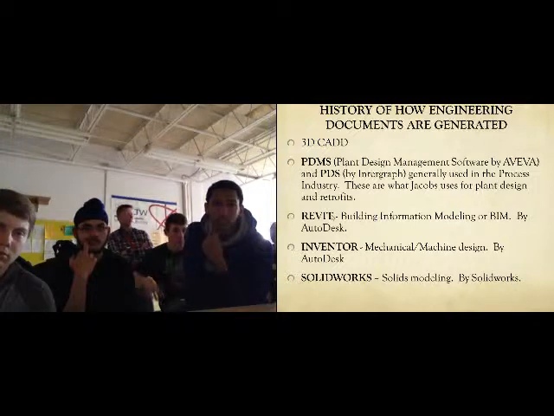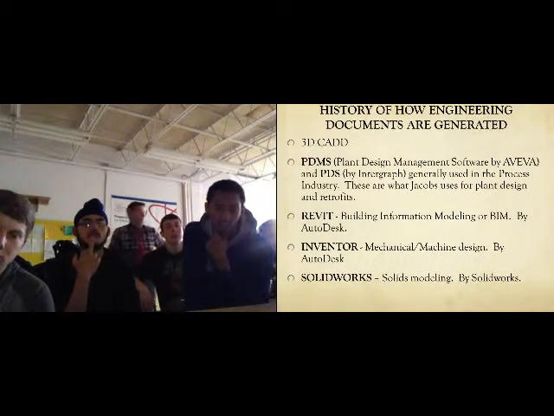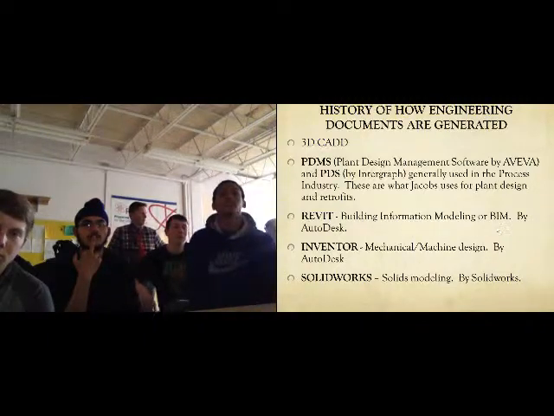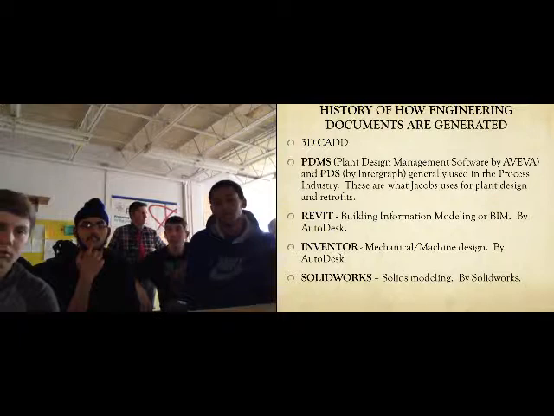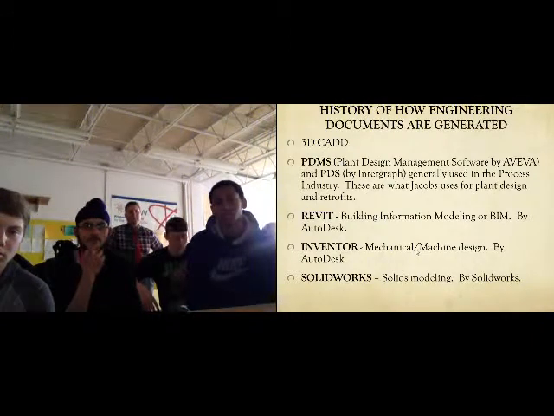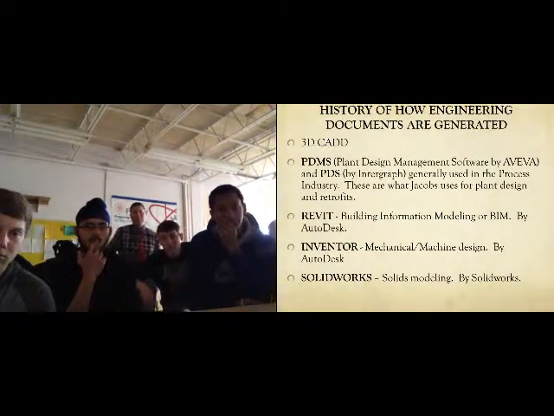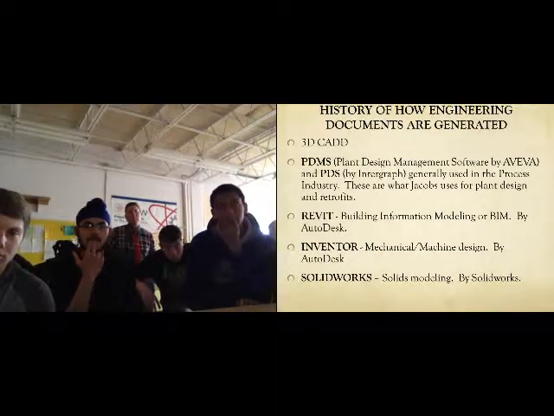There's also some other 3D software. Some of them I know that you're familiar with as part of your curriculum at Deptford High School. Revit is a building information model, or what's called a BIM, and that's an Autodesk product. There's another software called Inventor, which is generally used for mechanical or machine design type systems. That's also by Autodesk. And there's a software called SolidWorks, which I'm sure you've heard of. That's for doing solids modeling work, and that's by a company called SolidWorks.